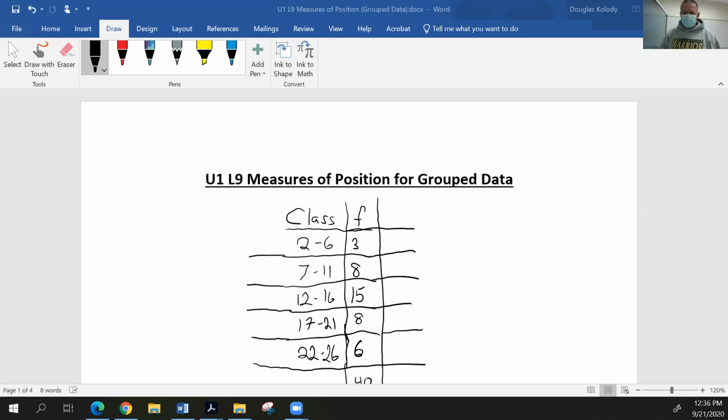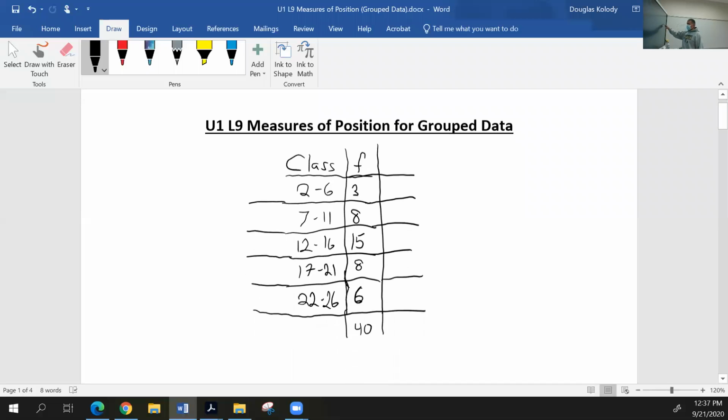So in class, you will have learned about measures of position for non-grouped data: the median, the quartiles, the deciles, the percentiles. In this lesson, I'm going to show you how to find the measures of position for grouped data. All right, so with that said, let's get to it.